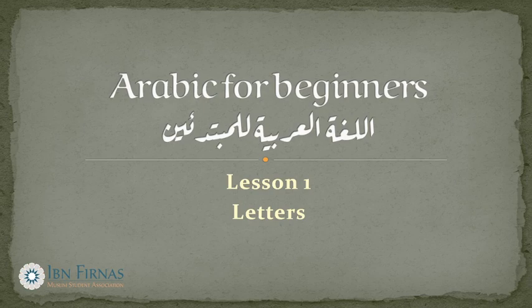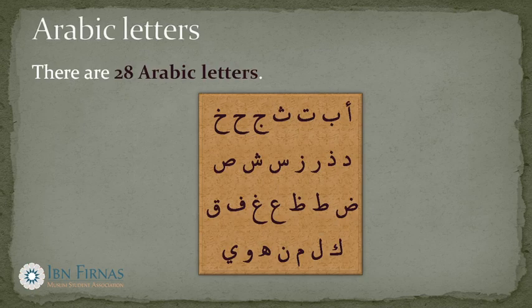In episode 1, we introduced the series and explained the layout that we're going to use throughout the series. In this lesson, we're going to discuss the Arabic letters, and we're going to study some of them. Now, there are 28 Arabic letters, and these are read from the right, of course, from the top right.